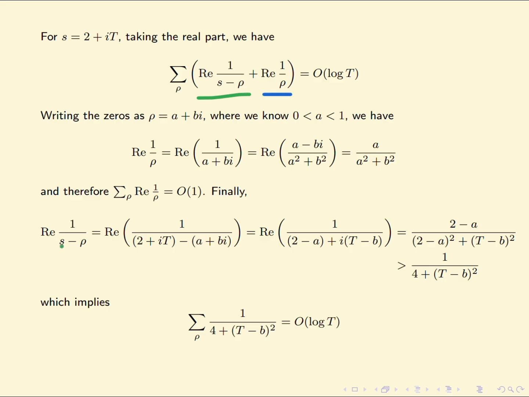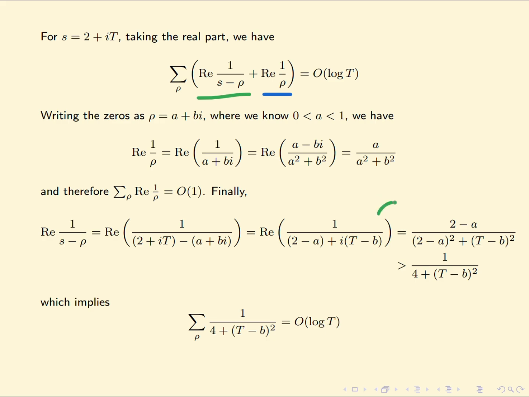So the real part of 1 over s minus rho, I'm going to do the same thing here, but the formula is a bit more complicated. I take 2 plus it, that's s, minus rho is a plus bi. So I'm just rearranging the terms in the denominator to put the real terms together and the imaginary terms together. So the real terms here are 2 and negative a, and the imaginary terms are it and minus bi, so that's i times t minus b.